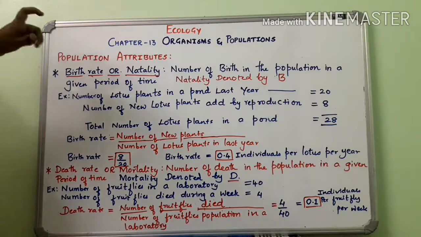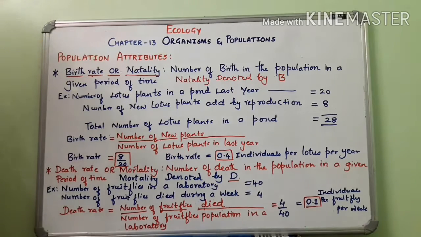So, birth rate or natality is nothing but the number of births in a population in a given period of time. How many births have taken place in a given period of time in a given geographical area. Here a pond is taken as an example. In a pond last year, how many lotus plants were there? 20. In that pond last year, in 2019, the lotus plants were 20, and the number of new lotus plants added in 2020 is 8.